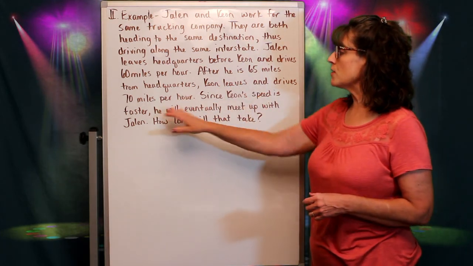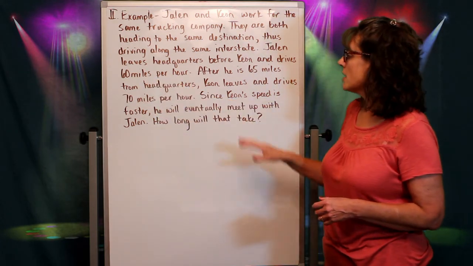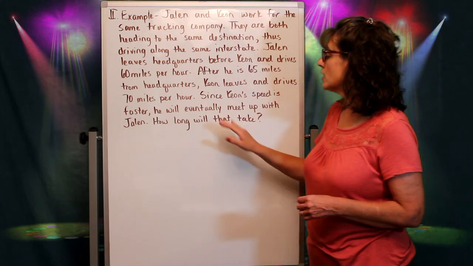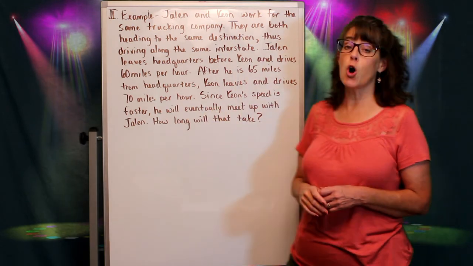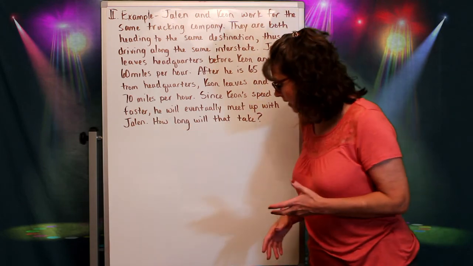Now Keon's speed is faster. He's driving 70 miles an hour, and Jalen is driving 60 miles an hour. Since Keon's speed is faster, he will eventually meet up with Jalen. We want to know how long it will take for the two to meet up. So we've read it in its entirety, and we've got a feeling for what's happening.